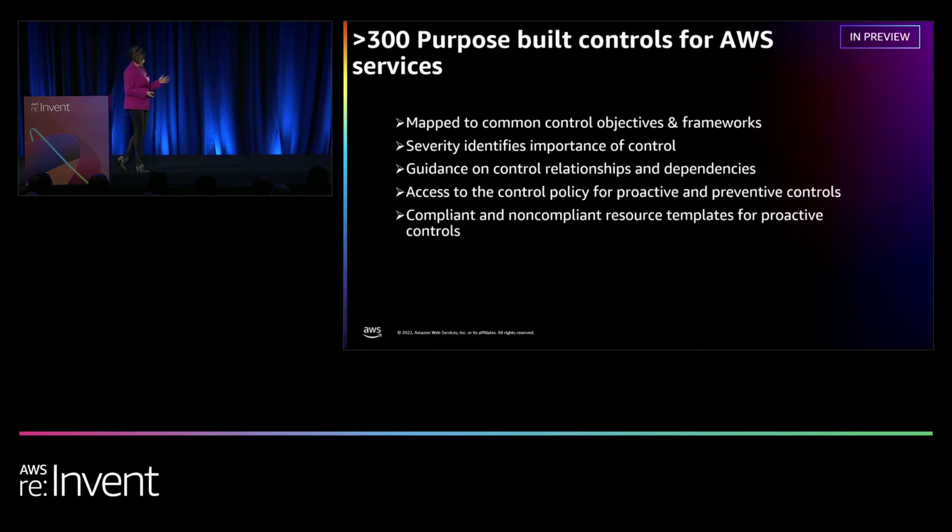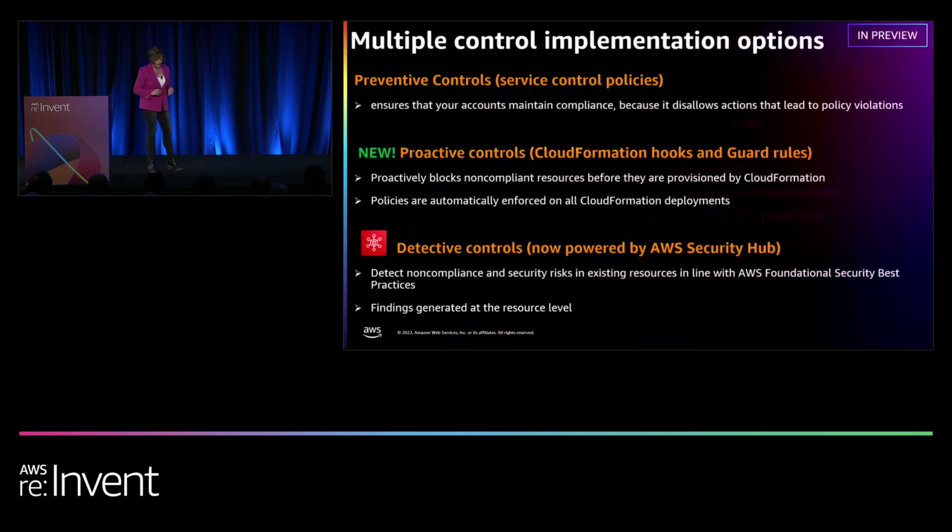We give guidance on the relationships as we talked about. We also give access to the control policy for proactive and preventive controls, and then compliant and non-compliant resource templates for proactive controls. Sorry, I sped up there because I can see my clock and I need to go a little faster. We have multiple control implementation options.